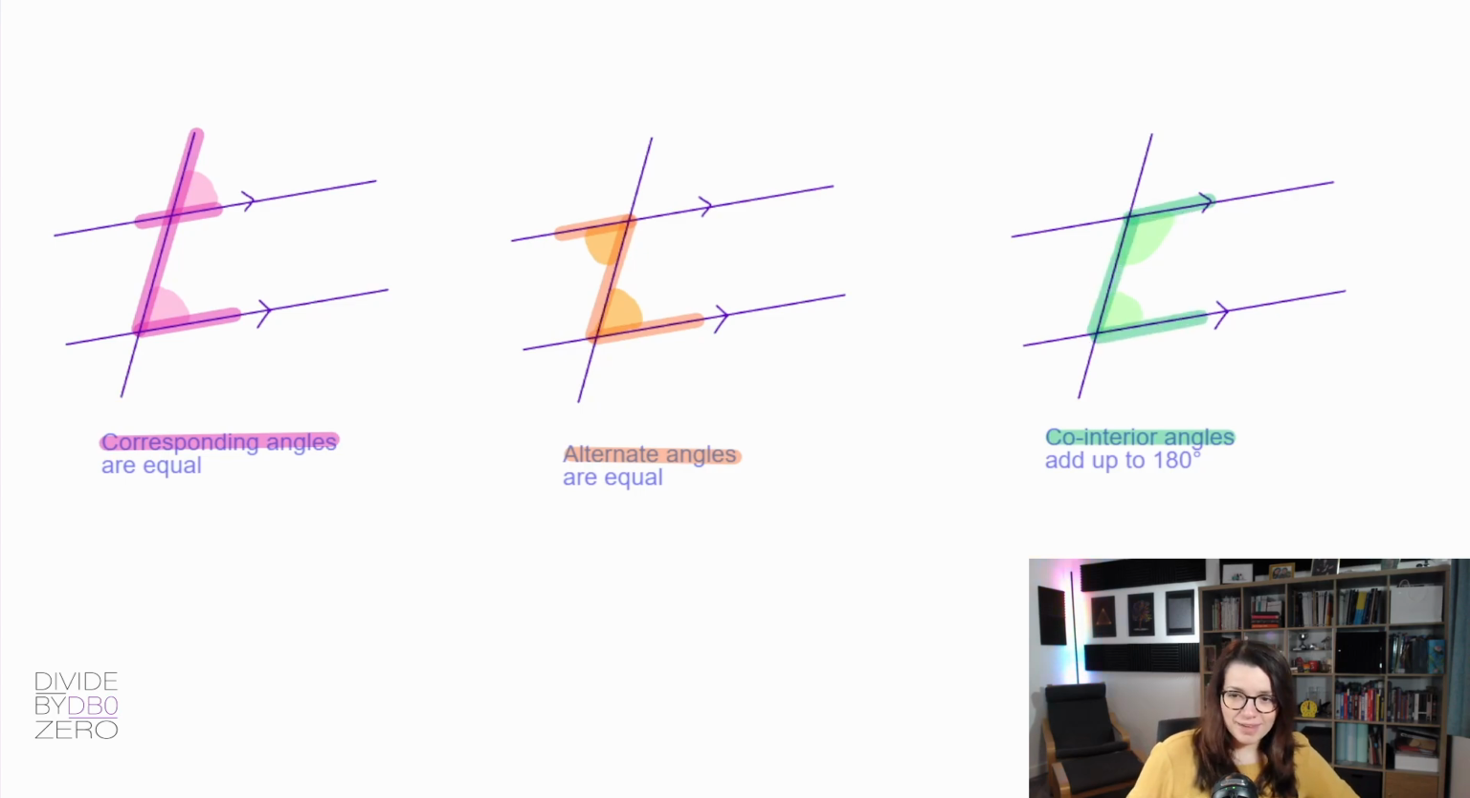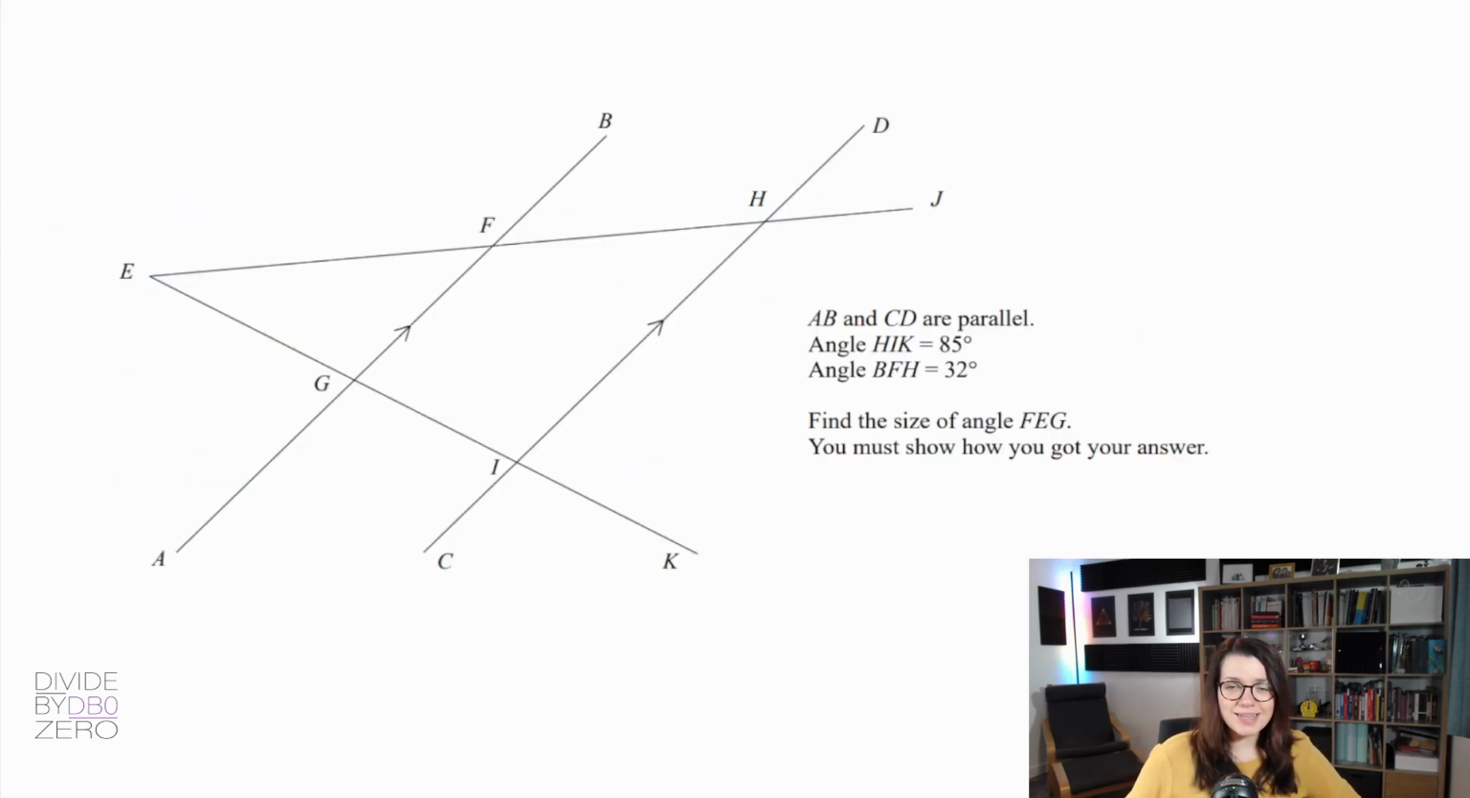So as an example, if this angle was 40 degrees, then this angle here would also be 40. Similarly, if that was 60, then that would also be 60. But then if this one was 60, the top one would be 120 because they have to add up to 180. Now that we've seen the rules, let's have a look at an example.